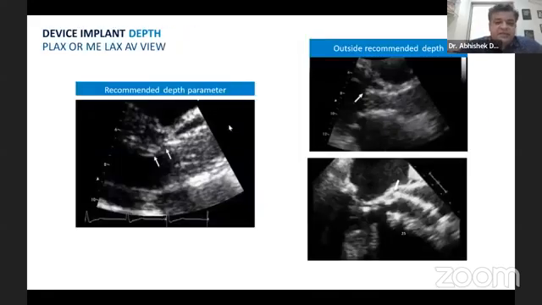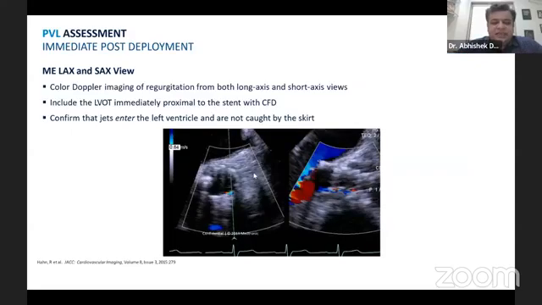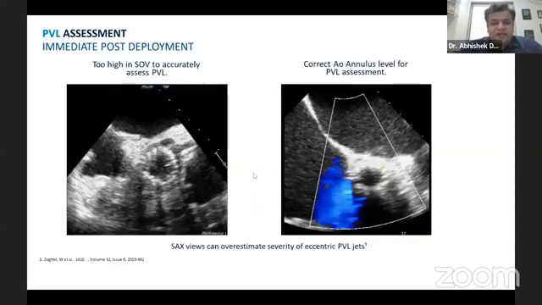Right, as you can see here, this is the recommended depth on my left, too deep on the right upper side, and too high on the right lower side. PVL assessment should happen in both the long axis and short axis. It is slightly different from what you see here. Here you want to be at the annulus level, not around the sinus.